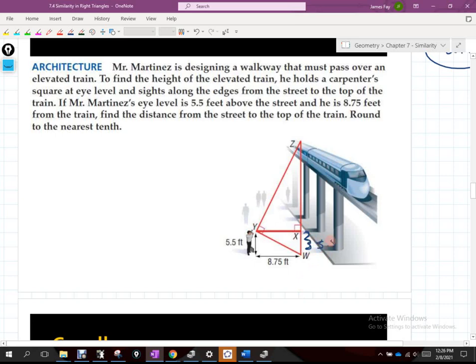5.5 feet, right? That's the same as the height of the man, okay? What we don't know here is that distance there, correct? Okay, so let's call that distance our X. Blue is probably not the best choice of color here.